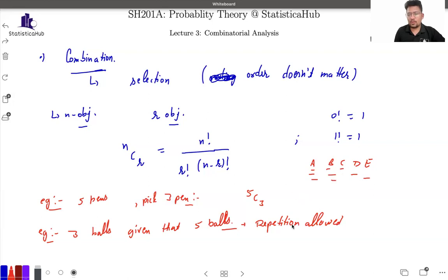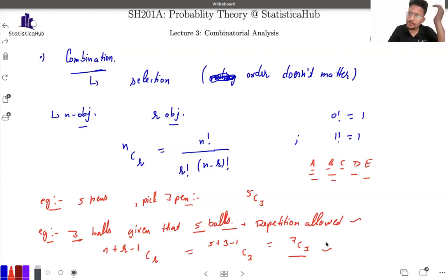No repetition was allowed. But if repetition is allowed, then this will come out to be n plus r minus 1 C r. So here n is 5, r is 3. So 5 plus 3 minus 1 C 3. That will come out to be 7C3. That will be the case when we go for repetition in the concept of combinations. But generally, when they go for combinations, there will be no repetition. But that is the formula you can follow if some repetition has been allowed.